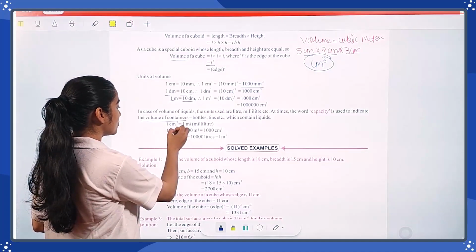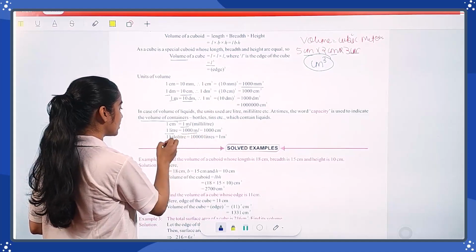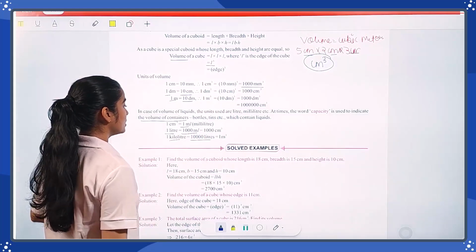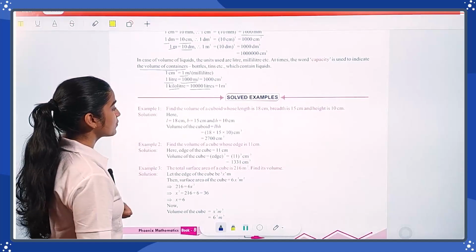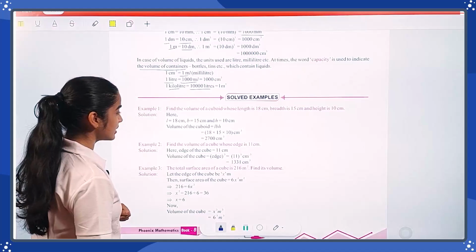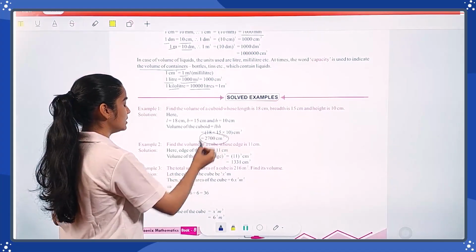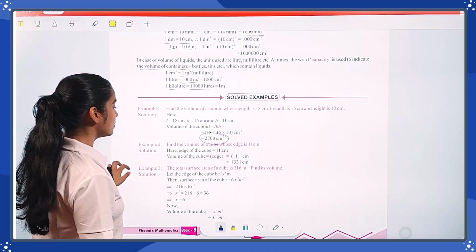So 1 centimeter cube is equal to 1 milliliter, 1 liter is equal to 1000 milliliter, and 1 kiloliter is equal to 1000 liter. Now find the volume of the cuboid. Length is 18 centimeter, breadth is 15 centimeter, and height is 10 centimeter. So 18 multiplied by 15 multiplied by 10. Here is your answer, 2700 centimeter cube.